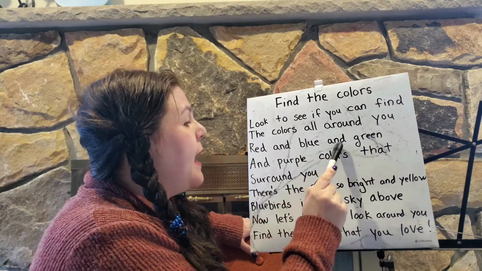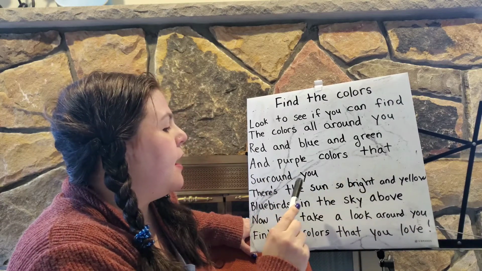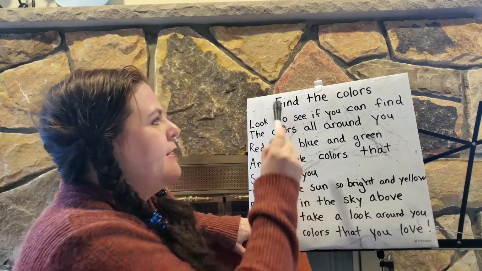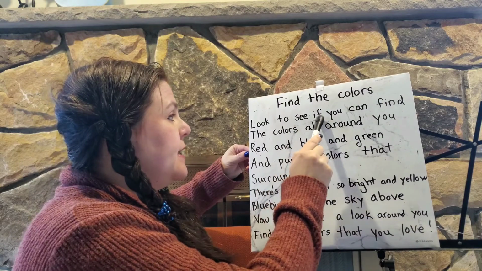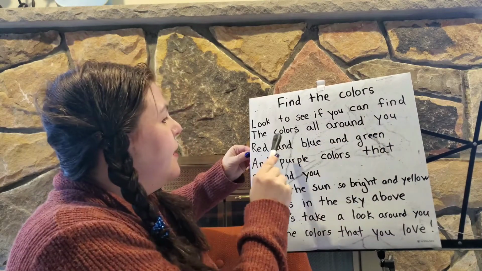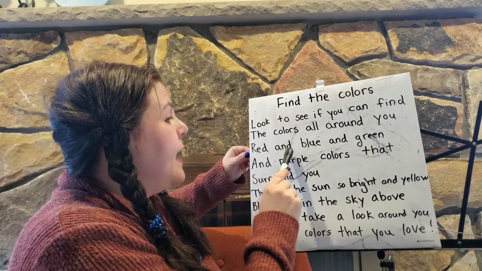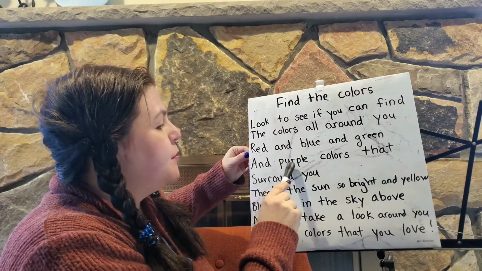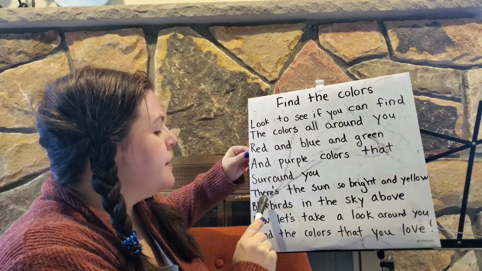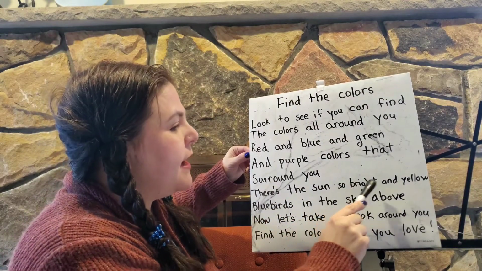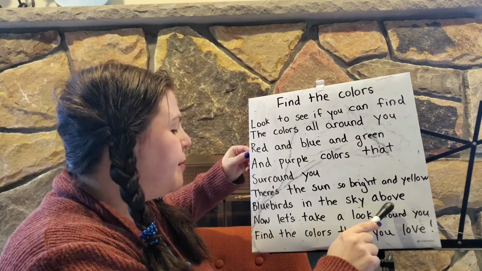Look to see if you can find the colors all around you. Red and blue and green and purple, colors that surround you. Let's do just that part. Ready? Find the colors. Look to see if you can find the colors all around you. Red and blue and green and purple, colors that surround you. There's the sun so bright and yellow, bluebirds in the sky above.